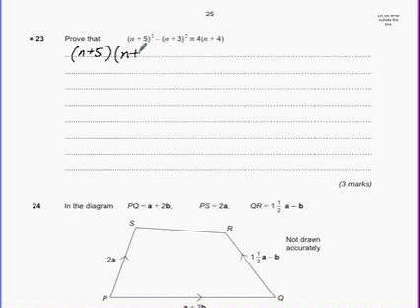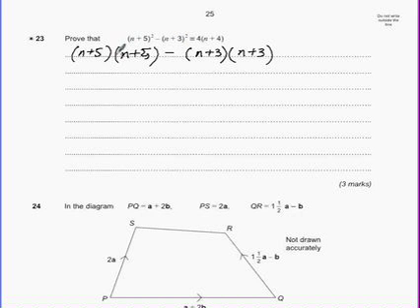(n + 5) again. The squared means I'm multiplying the bracket by itself twice. Take away (n + 3)(n + 3). Now, the next job is to expand the double brackets.